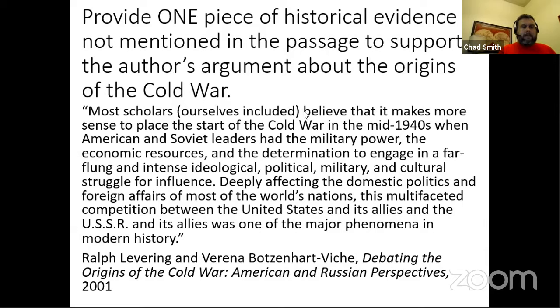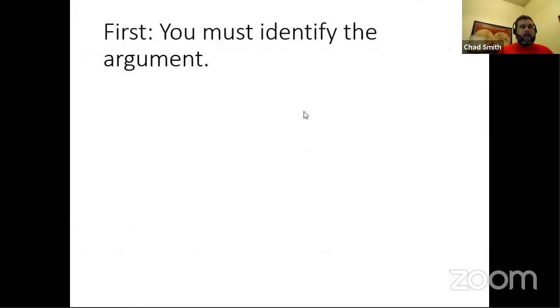Hopefully you've had enough time to look at this source and think about at least one piece of historical evidence not mentioned in the passage that can support the author's argument. Let's look at some potential answers. Before we can think about specific historical evidence that supports this author's claim, we have to identify what the author's claim is. So what does the author say about the origins of the Cold War?